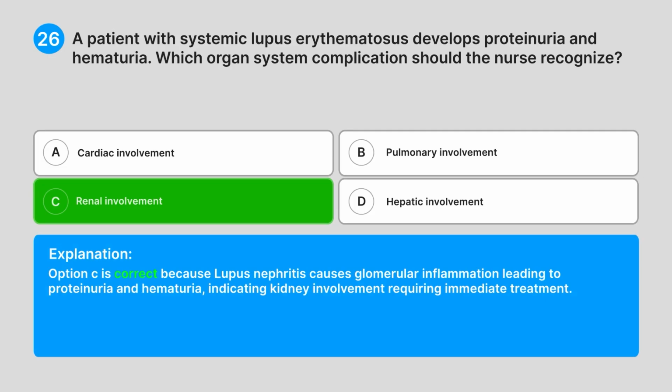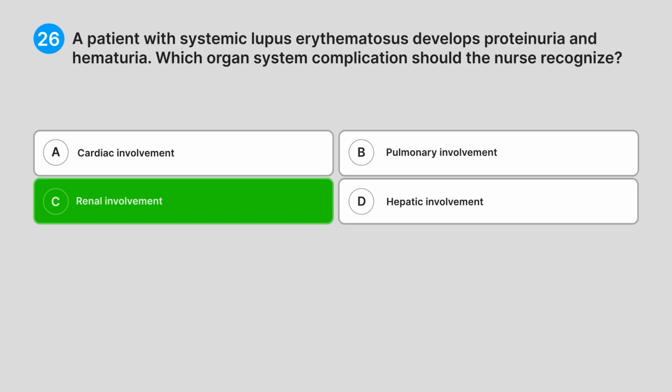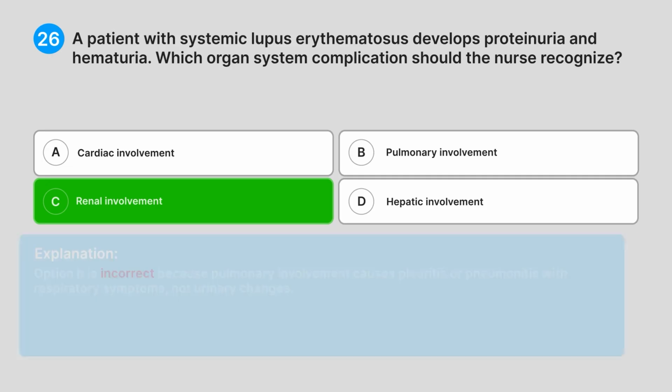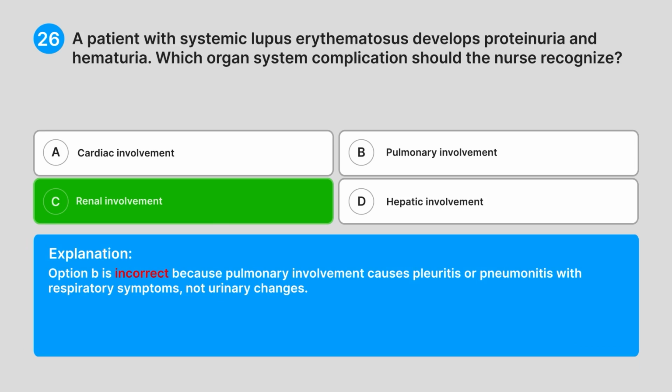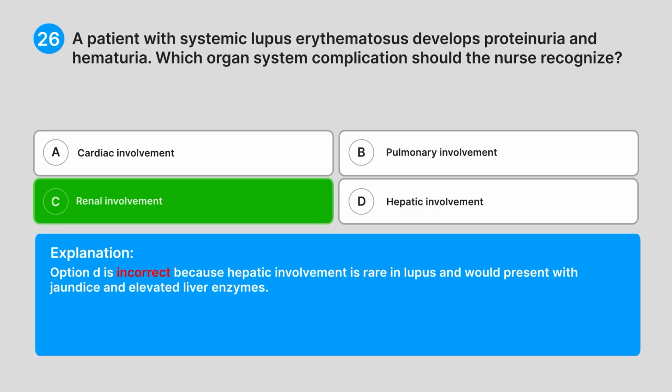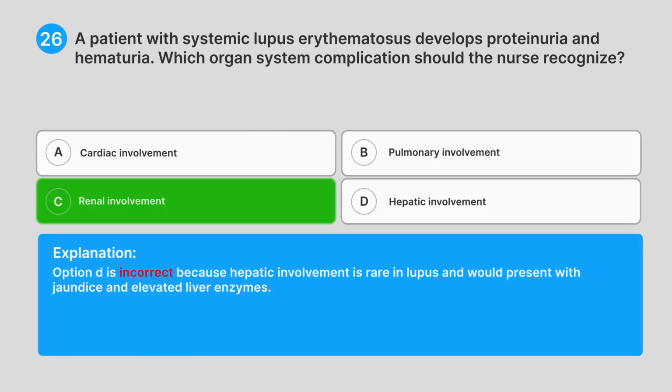Explanation: option C is correct because lupus nephritis causes glomerular inflammation leading to proteinuria and hematuria, indicating kidney involvement requiring immediate treatments. Option A is incorrect because cardiac involvement in lupus typically presents with pericarditis or myocarditis, not urinary symptoms. Option B is incorrect because pulmonary involvement causes pleuritis or pneumonitis with respiratory symptoms, not urinary changes. Option D is incorrect because hepatic involvement is rare in lupus and would present with jaundice and elevated liver enzymes.